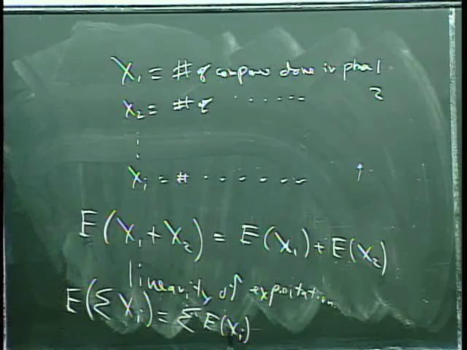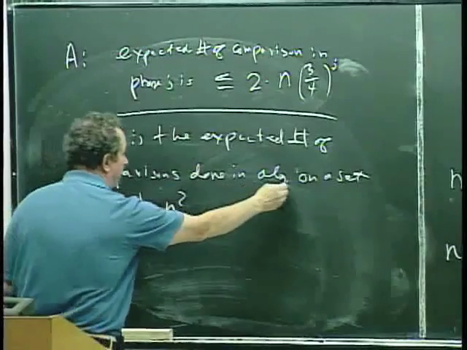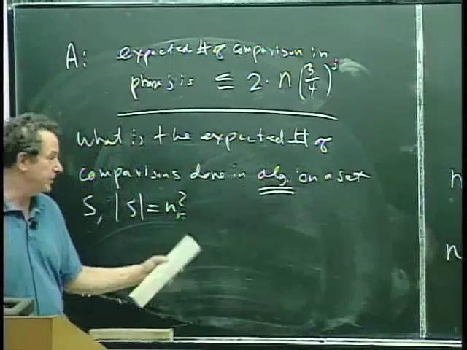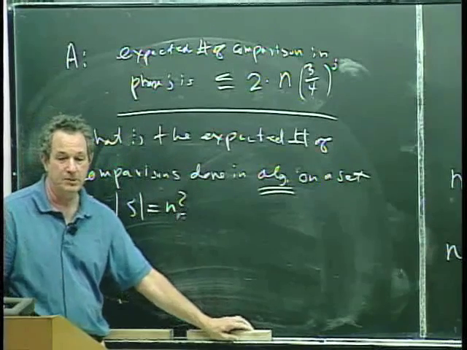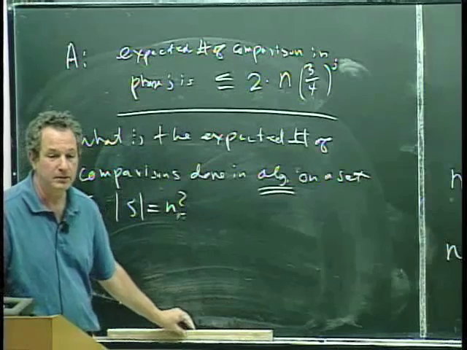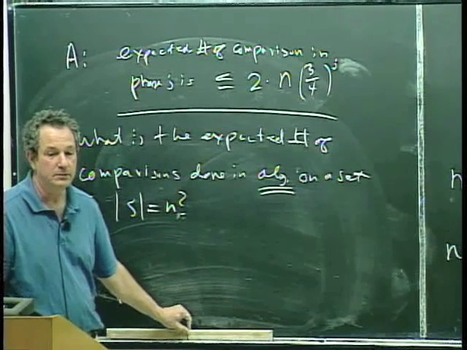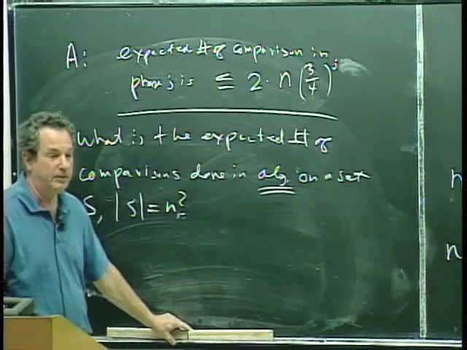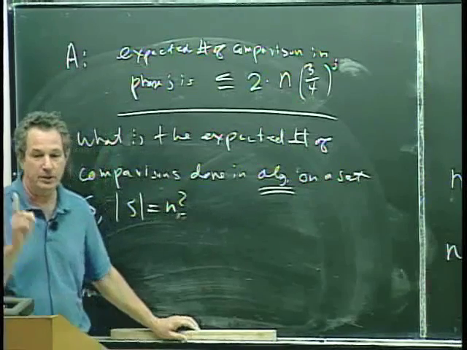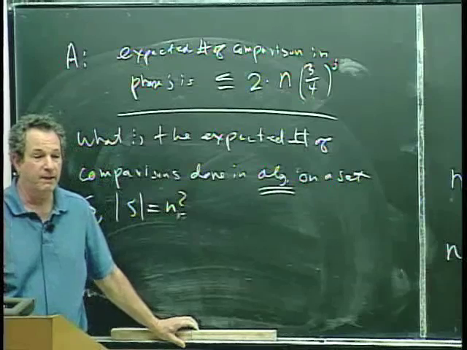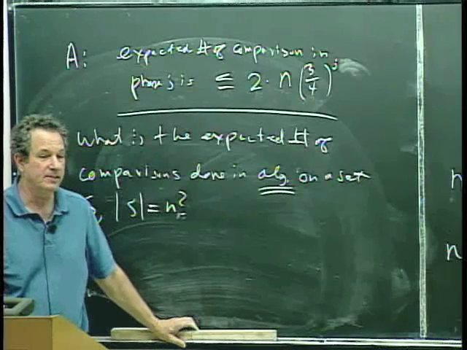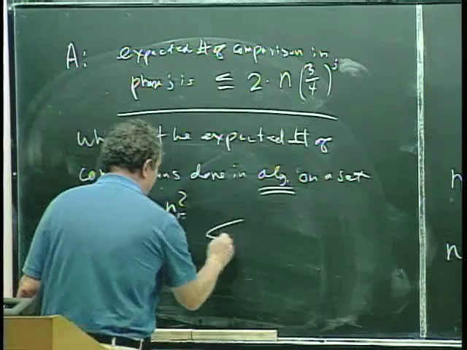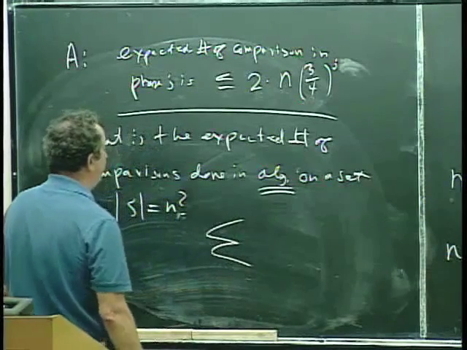So back to here. What is the expected number of comparisons done in the whole algorithm on a set S? So how do we set this up? Yeah? 2n multiplied by the geometric series, 3/4, sum from 3/4. Okay, you got the right answer, but you're two steps ahead. I want to just go one step. Yeah, okay. So we're just going to sum over the phases.